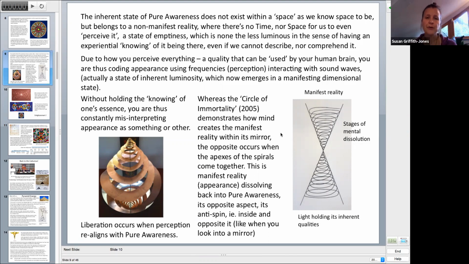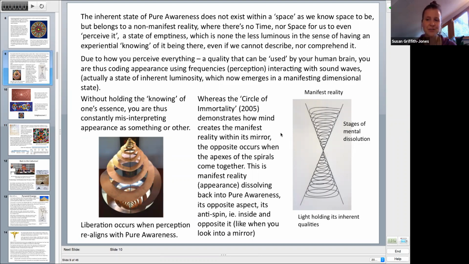Due to how you perceive everything, which is a quality that can be used by your human brain, you're thus coding appearance using frequencies, perception, interacting with sound waves, which are actually a state of inherent luminosity, now emerging in a manifesting dimensional state. So without holding the knowing of one's essence, you are constantly misinterpreting appearance as something or other, and that's where judgment comes.